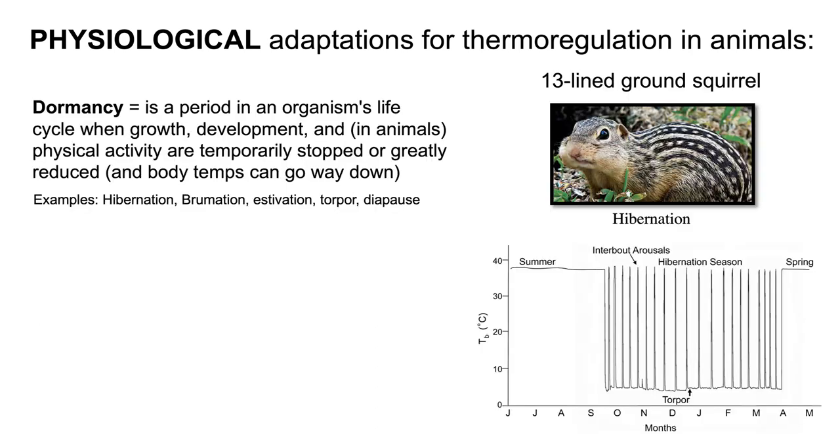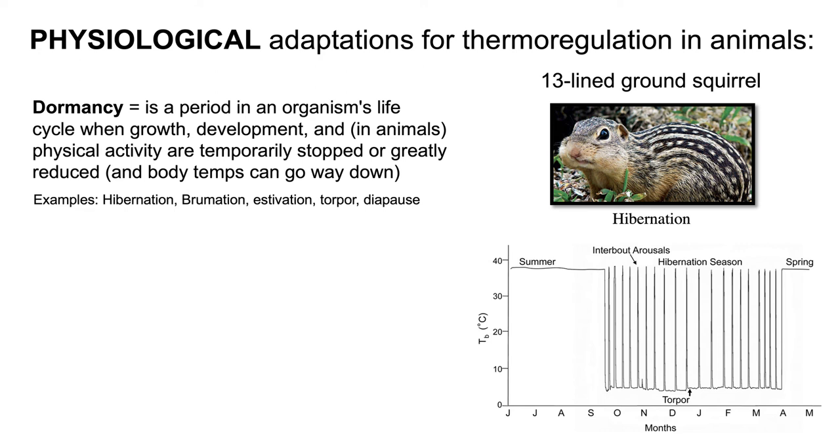Another crazy example of physiological adaptations for thermoregulation in animals are these dormancy periods. Okay, so we talked about dormancy. Basically, it's just a period in an organism's life when either growth or development or physical activity are temporarily stopped or greatly reduced. And as a result, body temperatures can go way, way down outside of their optimal range, but organisms can still survive despite having way, way reduced body temperatures. And that's because a lot of the metabolic activity that's associated with maintaining that optimal body temperature is not required because the metabolism and other activities are turned way down. And there's tons of physiological and hormonal things that have to happen in an animal to enable this metabolic slowdown that's necessary for the dormant period to happen.